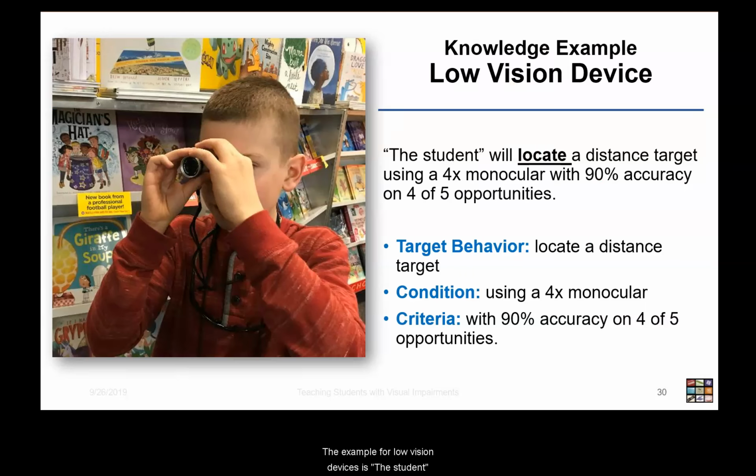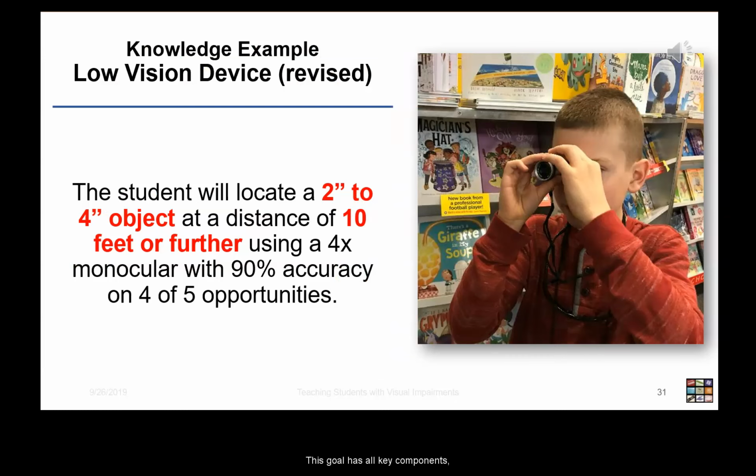The example for low vision devices is the student will locate a distant target using a 4x monocular with 90% accuracy on 4 of 5 opportunities. In this goal, the target behavior is locate a distant target. The condition is using a 4x monocular, and the criteria is with 90% accuracy on 4 of 5 opportunities. This goal has all the key components, but I think it could be made smarter.